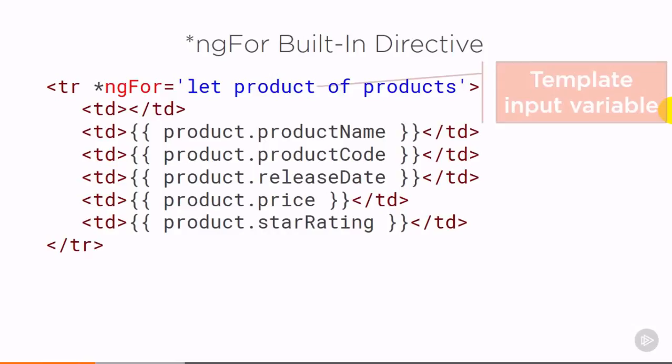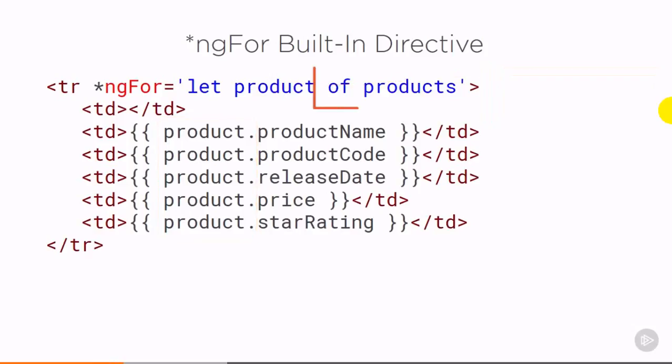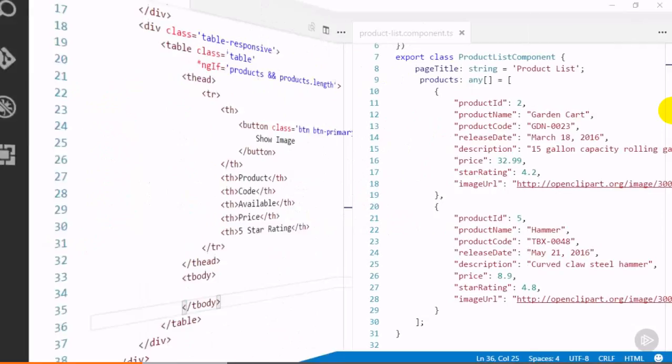The let keyword here creates a template input variable called product. We can reference this variable anywhere on this element, on any sibling element, or on any child element. And notice the of instead of in here. We'll talk more about that in a moment. For now, let's jump back to our demo.